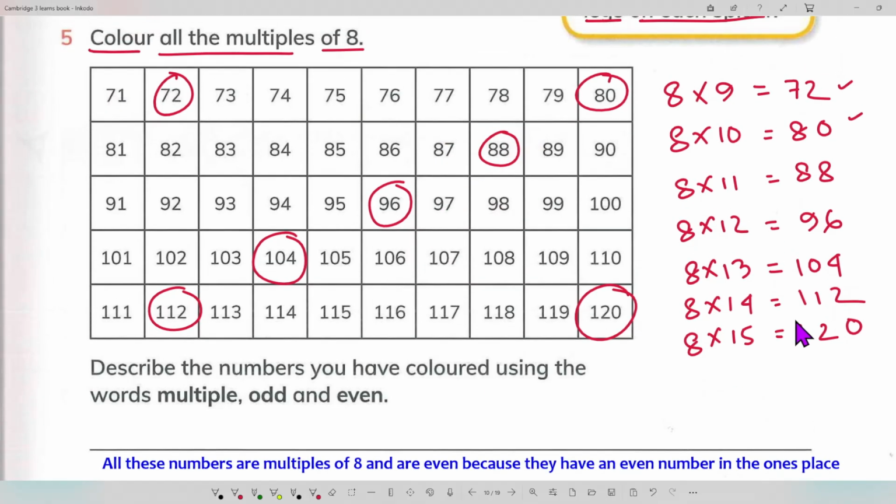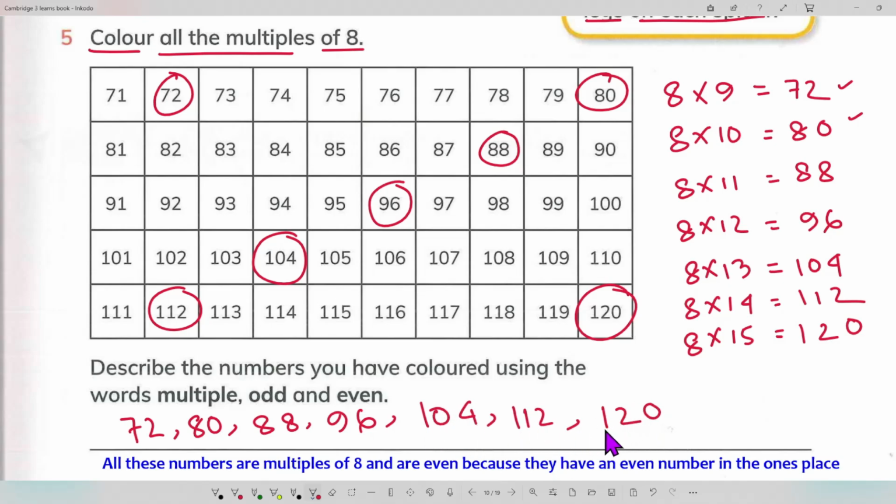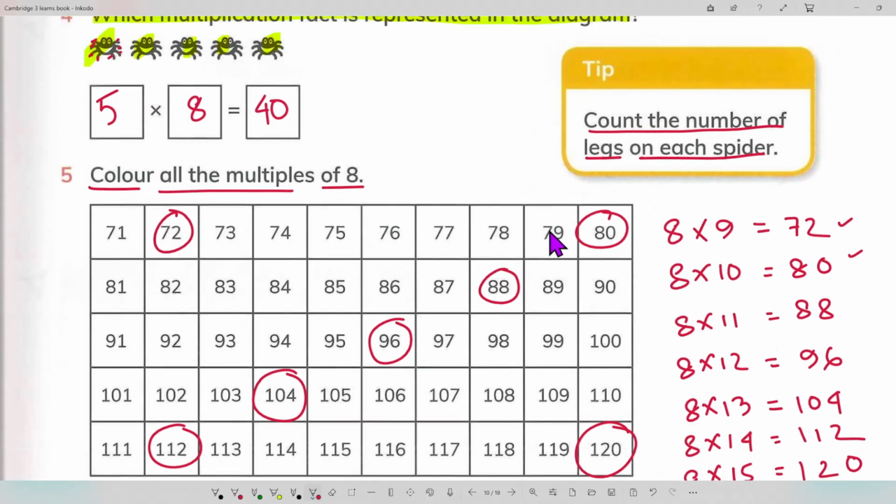Okay, and now here is 72, then 80, then 88, then 96, 104, 112, 120. All these numbers are multiples of 8 and are even because they have an even number in the ones place, like 0, 2, 4, 6, 8, 0, 2. All the numbers are even. Okay, so number 5 done.